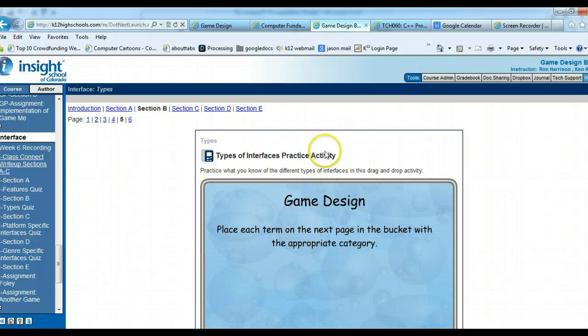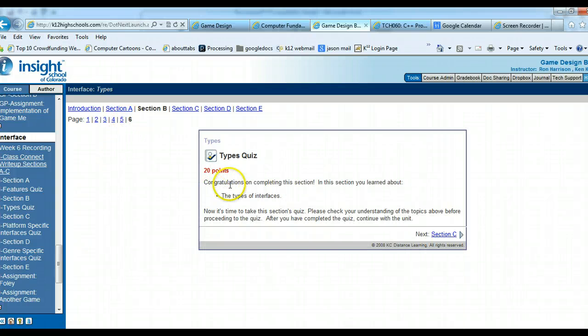Here's a game design activity, so go through that to see what you know. That might help you on the quiz. Then finally the interface types quiz. So that's going to be right over here, the types quiz.